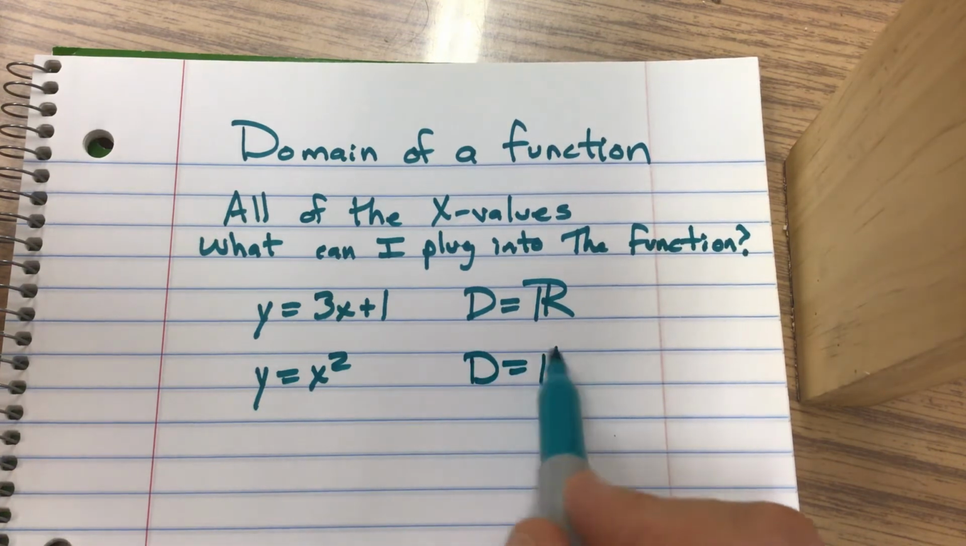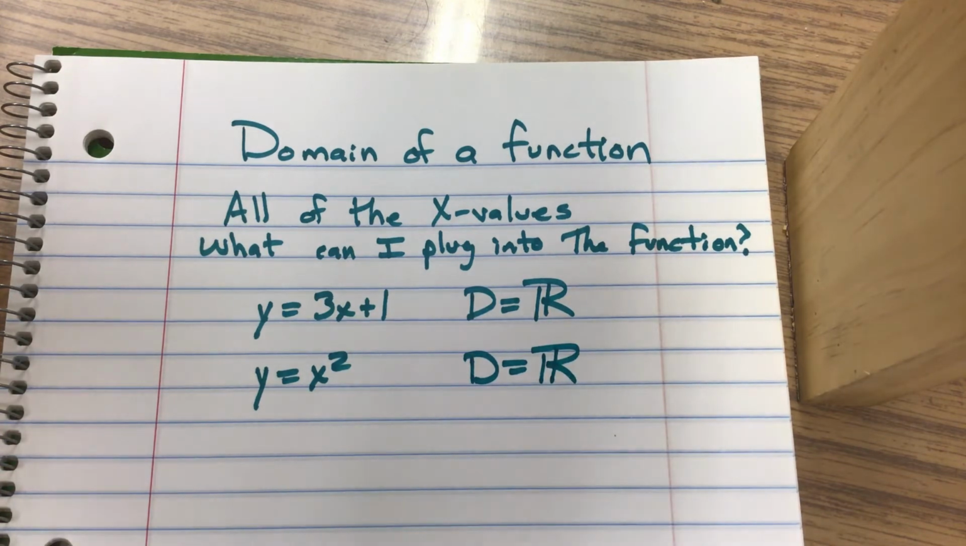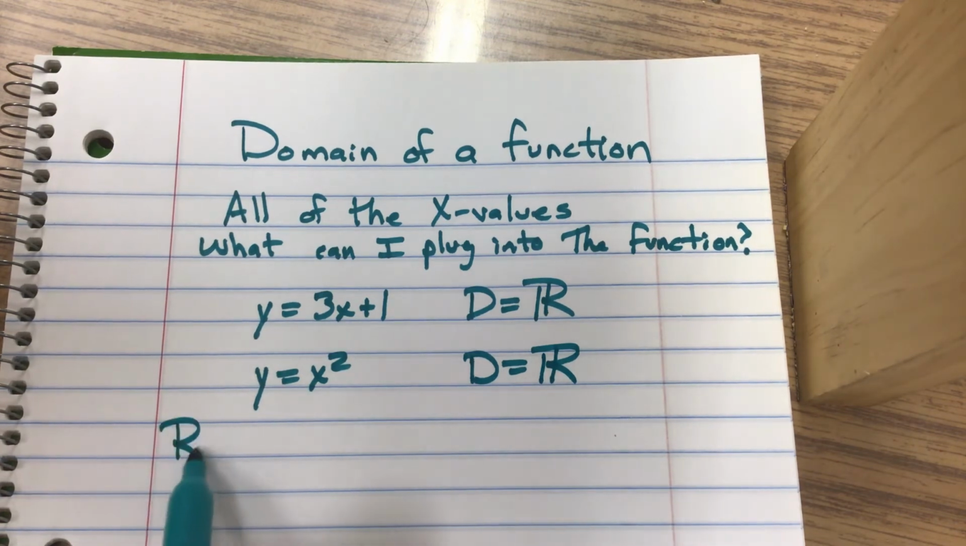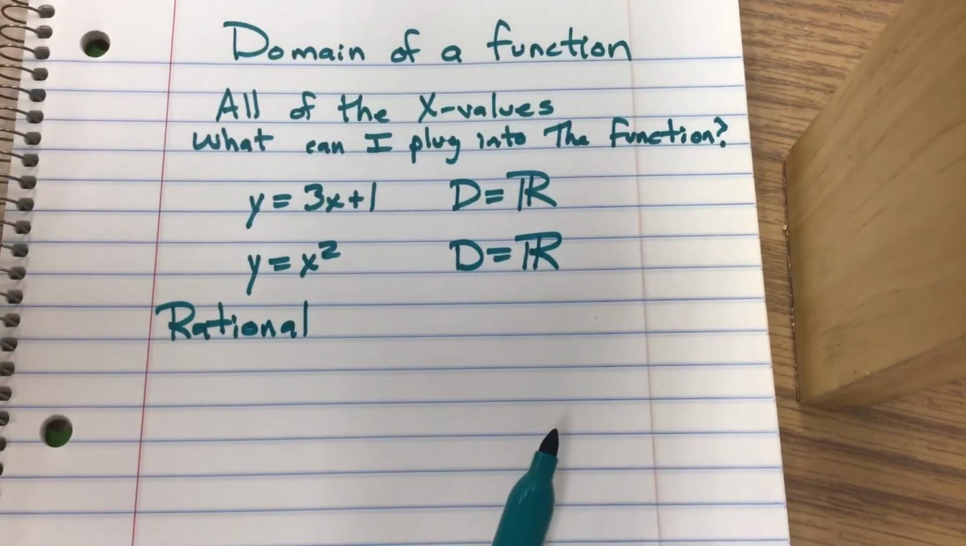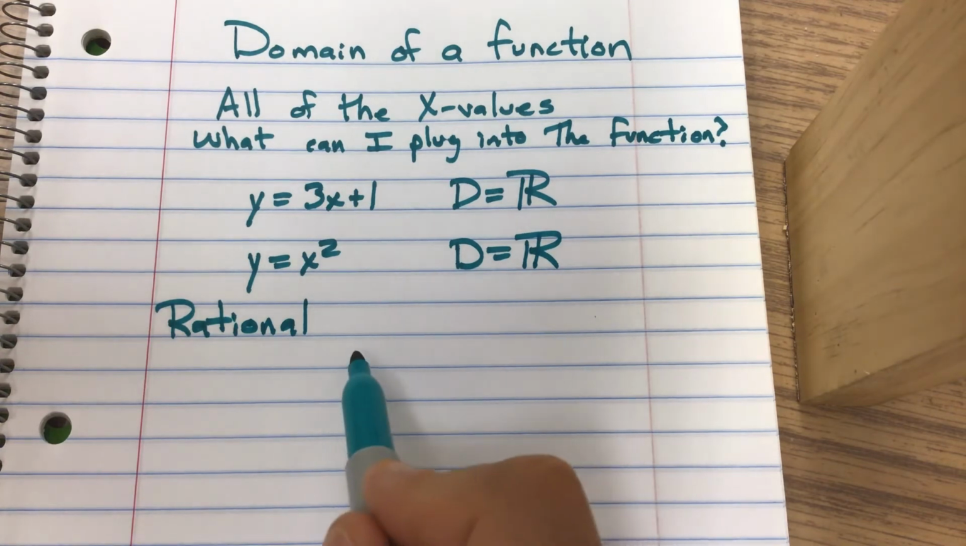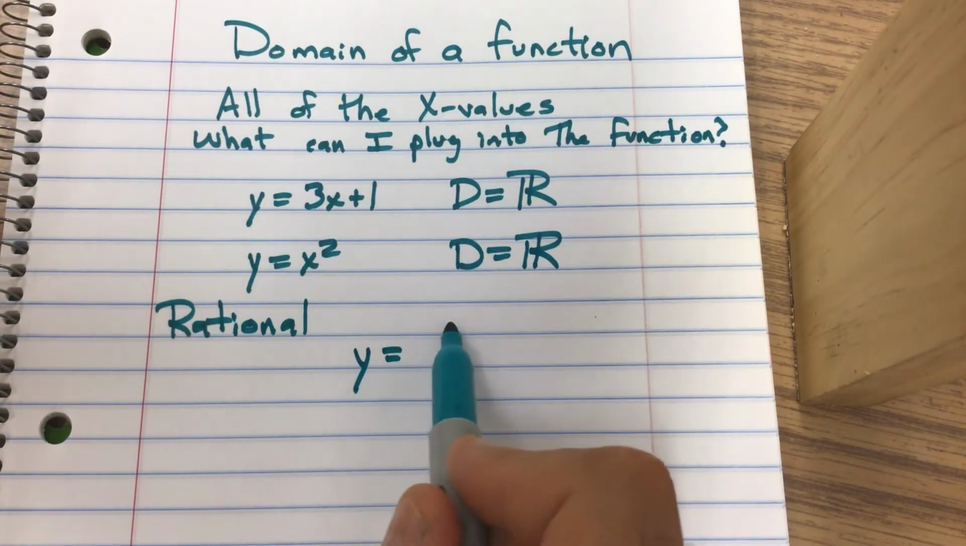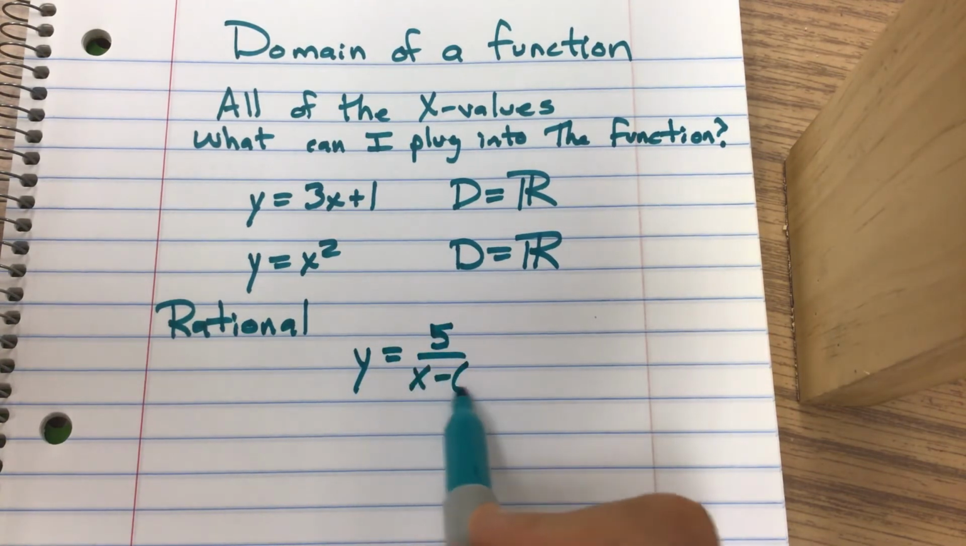And most often it is all real numbers. Most functions you can plug in anything you want. So when you're asked what is the domain of the function, most often the answer is going to be all real numbers. However, rational functions are when it's in the form of a fraction, like this. 5 over x minus 6.